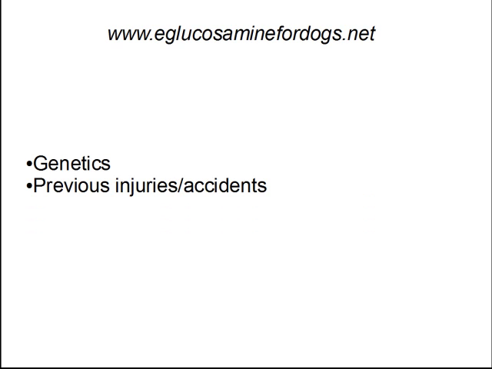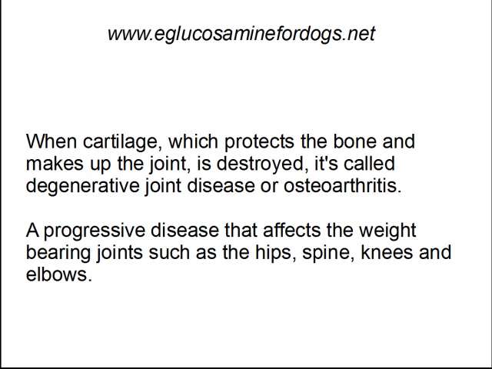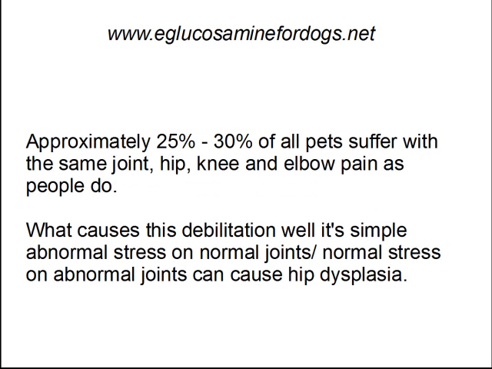Genetics, previous injuries and accidents, infections, immune system problems, and nutrition. When the cartilage, which protects the bone and makes up the joint, is destroyed, it's called degenerative joint disease or osteoarthritis, a progressive disease that affects the weight-bearing joints such as the hips, spine, knees, and elbows.